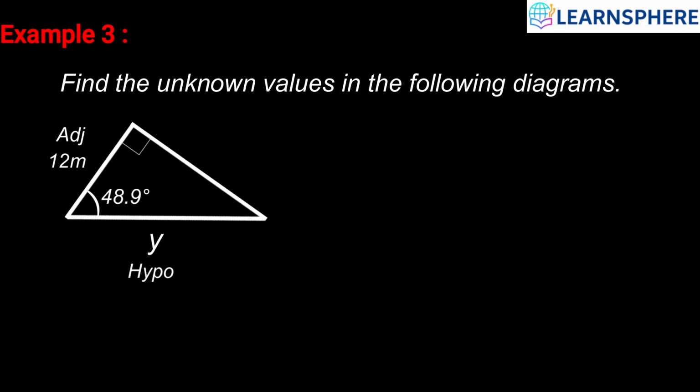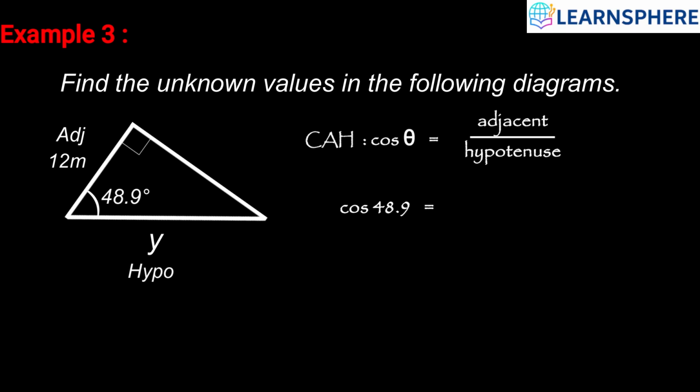So to find y, we can use an acronym that contains both the adjacent and hypotenuse, which is CAH, as it is cosine theta equals adjacent over hypotenuse. Next, we can substitute the values that we have into the formula, which gives us cosine 48.9 is equal to 12 over y. Firstly, we can cross multiply y over to the left-hand side, which gives us y times cosine 48.9 is equal to 12.